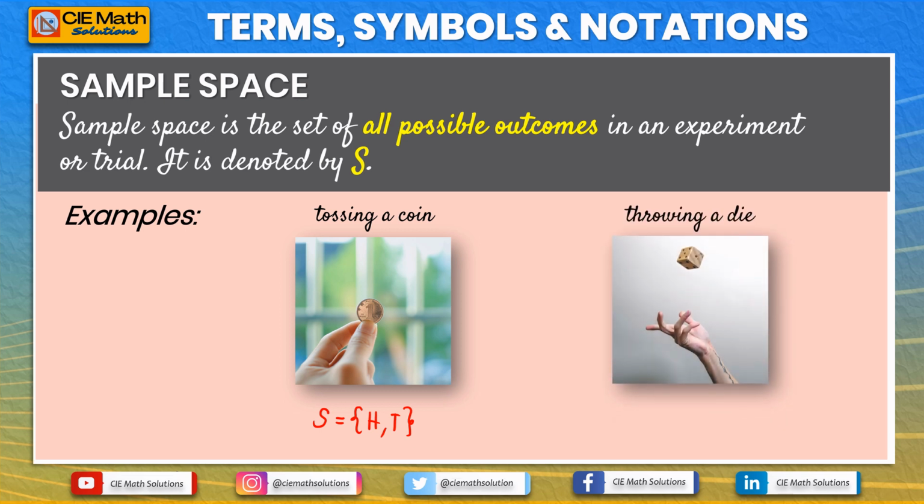Next example is throwing a die. If we throw a die and list down all possible outcomes, our sample space will contain 1 or 2 or 3 or 4 or 5 or 6. Beyond that, no more entries. There are only 6 possible outcomes when you throw a single die. This is what you call a sample space.